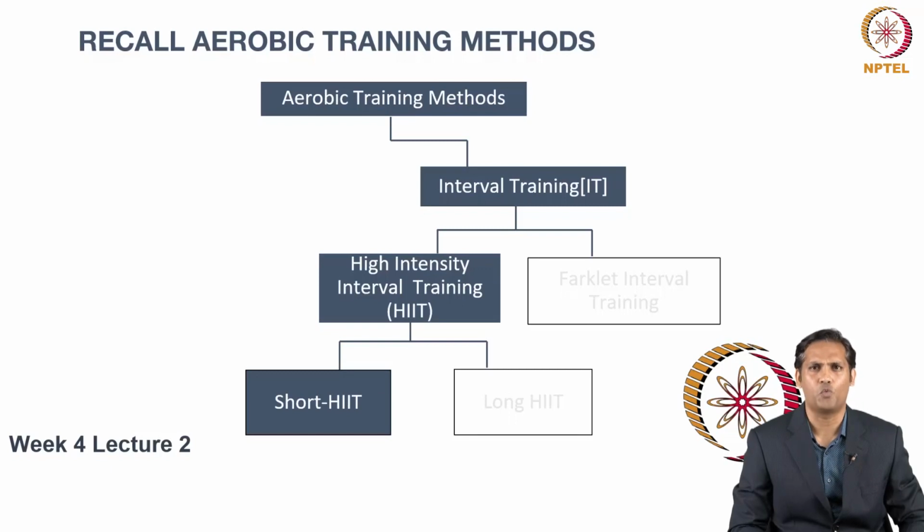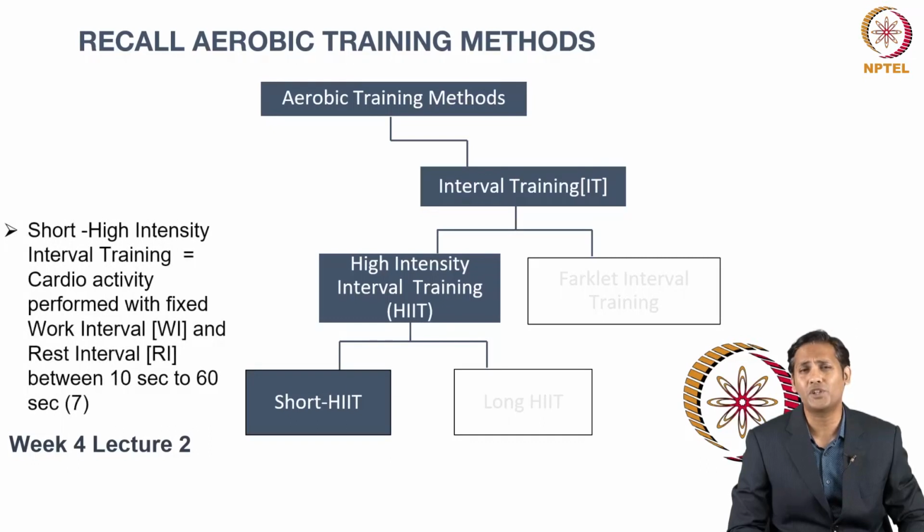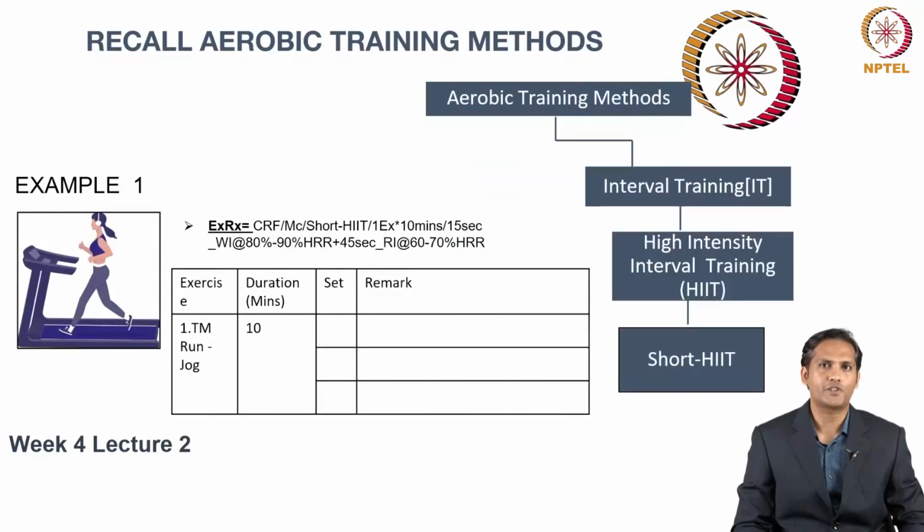Now let's explore what is short HIIT. The term short relates to the duration of the work interval, and that work interval is defined with a duration between 10 seconds to 60 seconds. So interval training where the work duration is 10 seconds minimum and maximum 60 seconds, and similarly the rest interval is 10 seconds minimum and maximum 60 seconds, is defined as short HIIT. Let's understand short HIIT with an example.